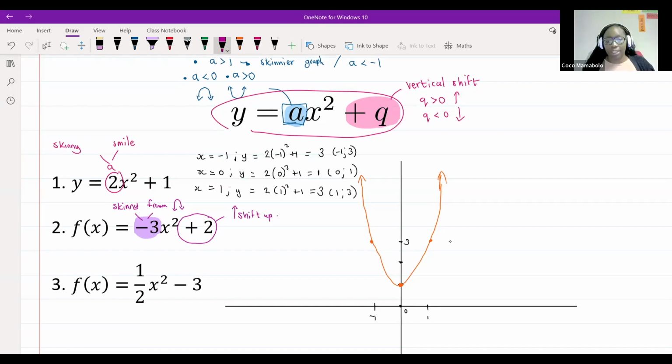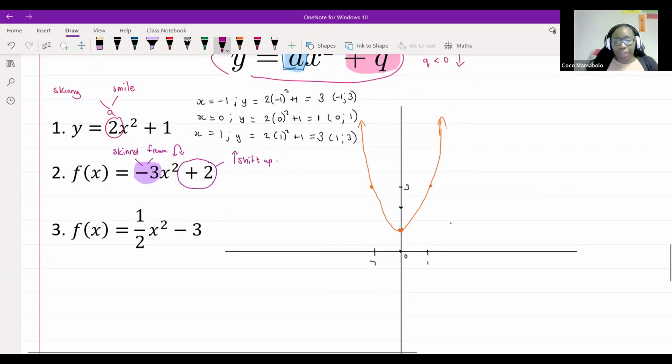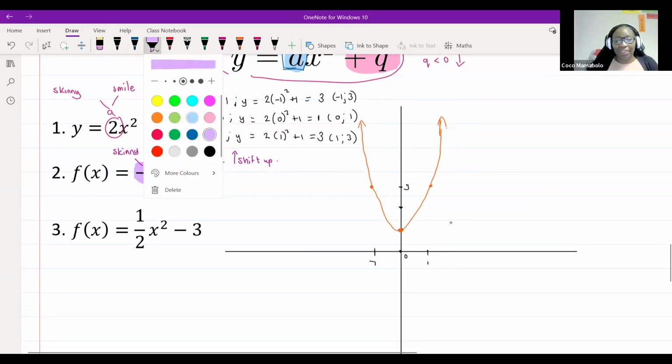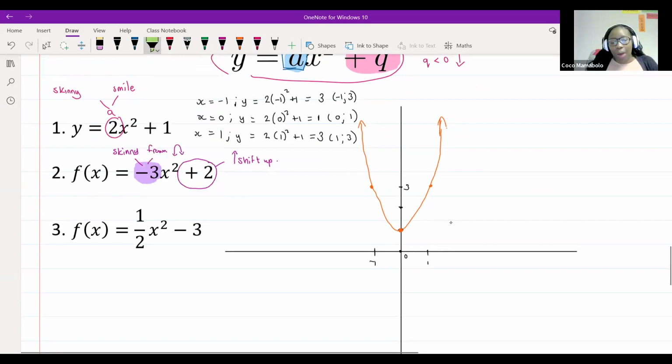Let's have a look at the last one and let's see what we're going to get. All right, let's think about it. Let's start with our A value. Our A value is between 0 and 1. So what kind of graph are we going to get here? Skinny or wide graph? Skinny or wide? Yes, that's correct. A wide graph. It's going to be wide, right?